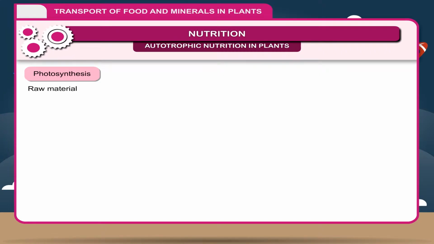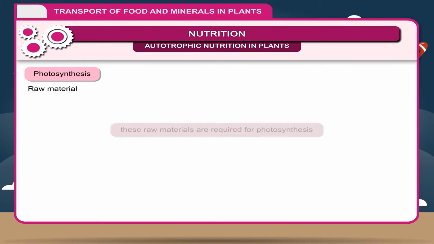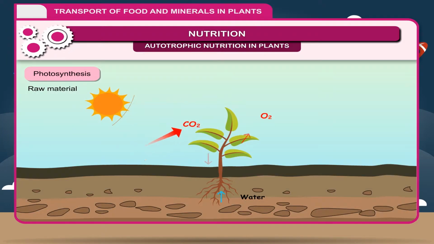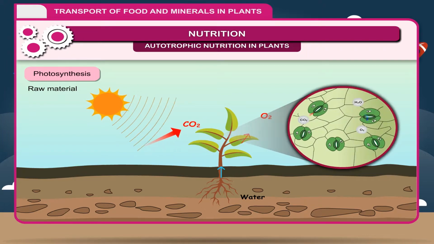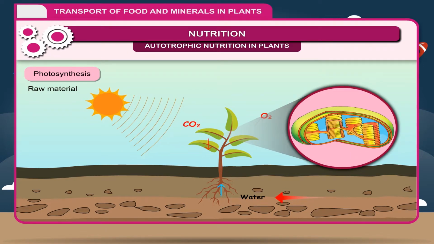Raw material. These raw materials are required for photosynthesis. 1. Carbon dioxide. It is taken from the atmosphere and enters through the stomata. 2. Water. Roots absorb water from the soil. These raw materials are used during photosynthesis in the green pigments called chloroplast. This can take place only in the presence of sunlight.